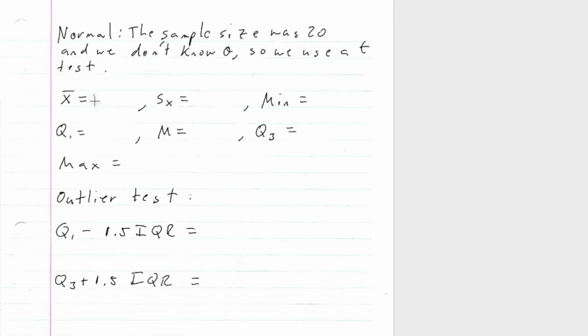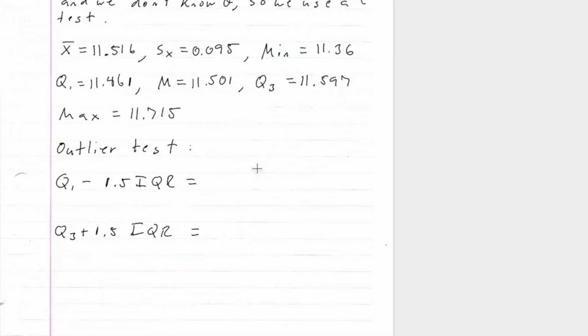So it was 11.516 for the mean. For the standard deviation, it was 0.095. The minimum is 11.36. Quartile 1 was 11.461. The median was 11.501. Quartile 3 was 11.597. And the maximum was 11.715.